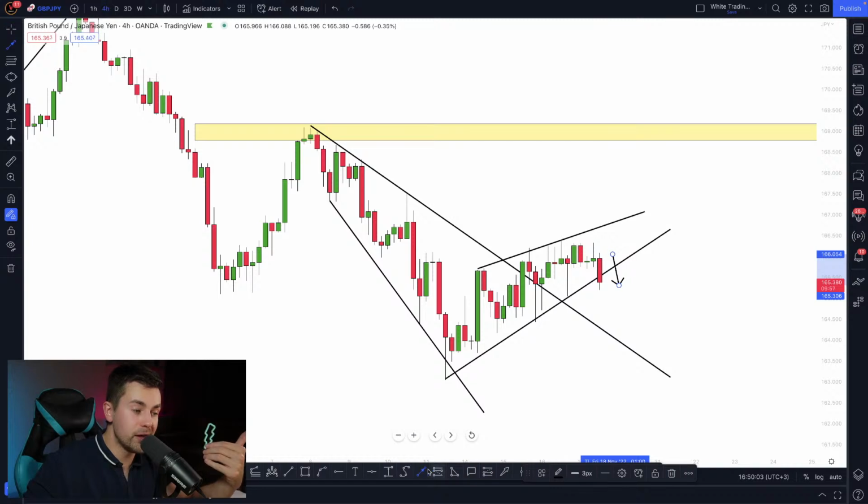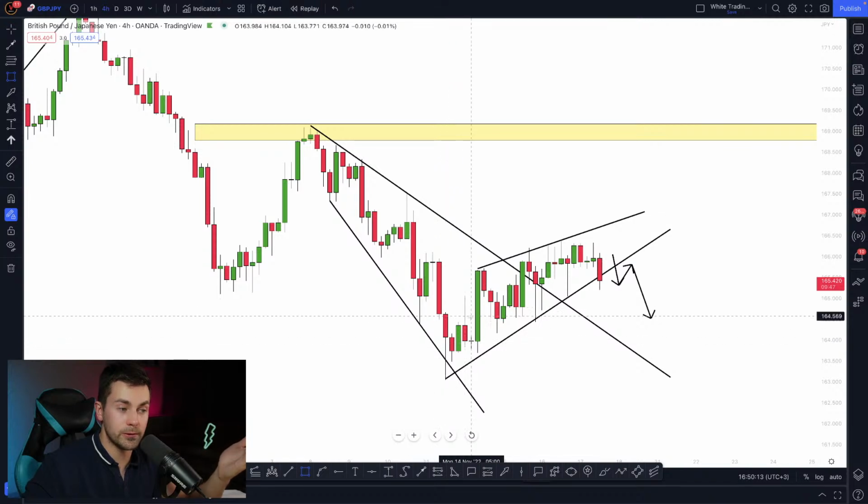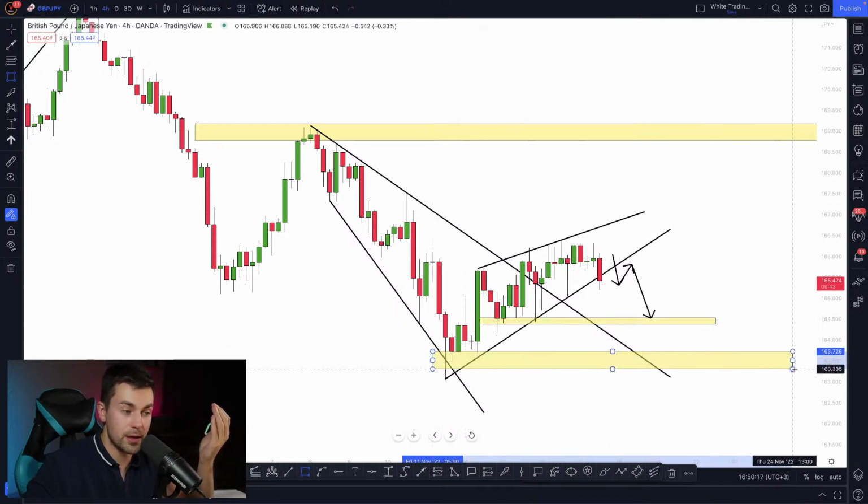And if we close below the support of the wedge, it will most likely push the market lower. And for your intraday targets, I would recommend that support first and then that support.